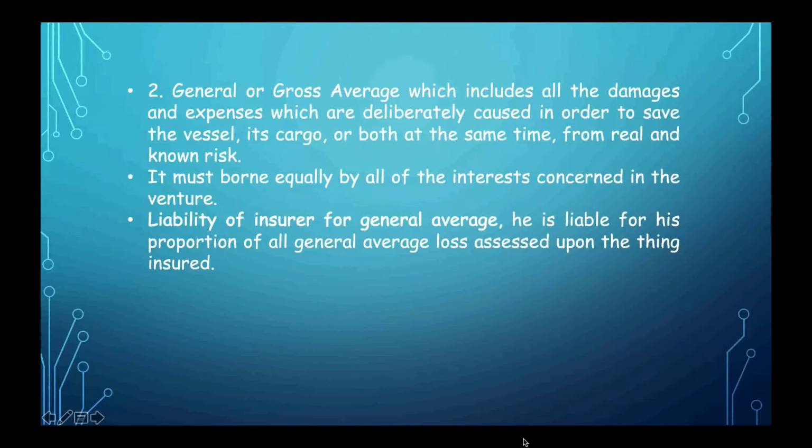The second is the general or gross average, which includes all the damages and expenses which are deliberately caused in order to save the vessel, its cargo, or both at the same time from real and known risk. It must be borne equally by all of the interests concerned in the venture. Liability of insurer for general average. He is liable for his proportion of all general average loss assessed upon the thing insured.